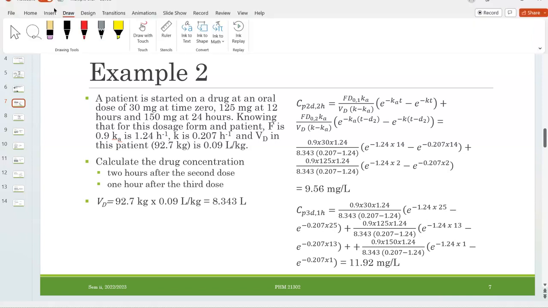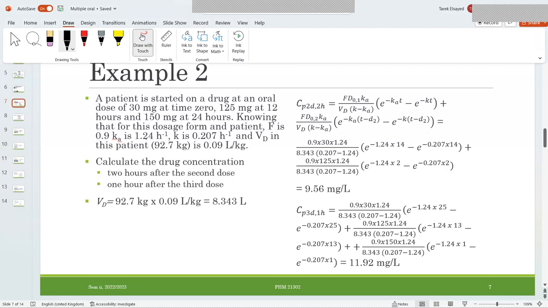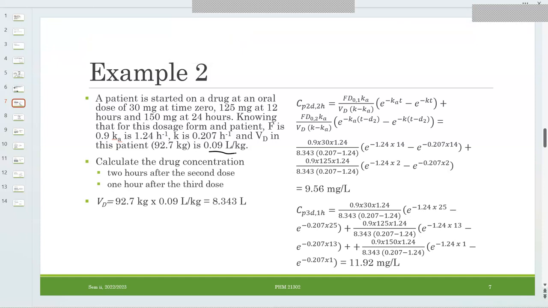And giving you the pharmacokinetic parameters, F equal to how much, Ka equal to how much, K equal to how much, Vd equal to how much. Vd here, notice that it is liter per kg, so I have to multiply it by the body weight. Calculate the drug concentration 2 hours after second dose, 1 hour after the third dose. So you have to draw the line.